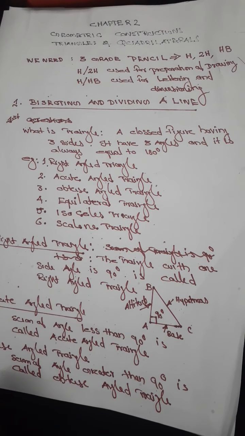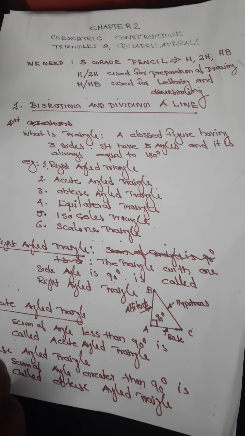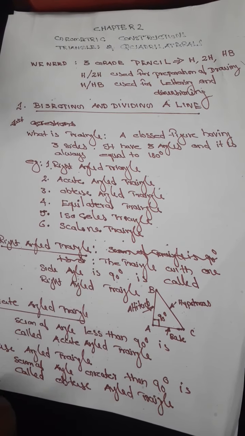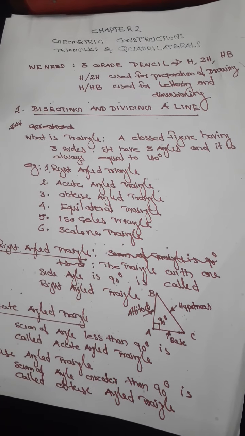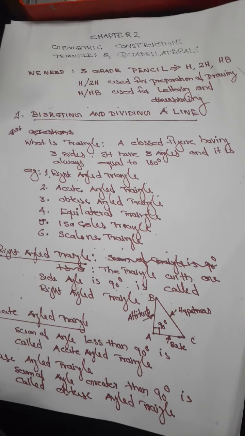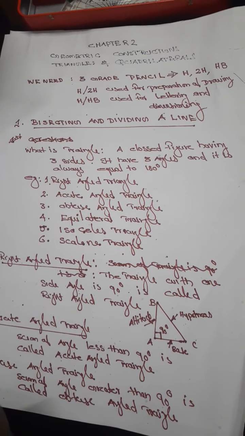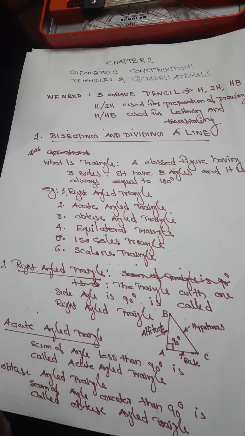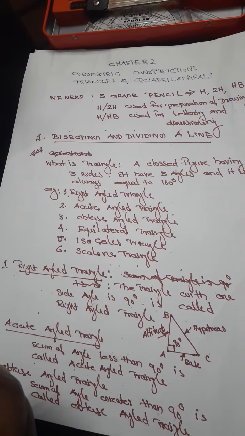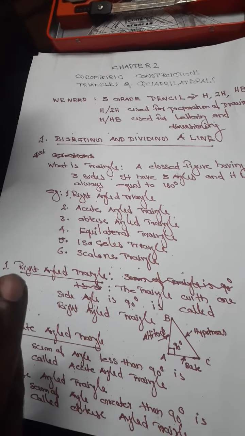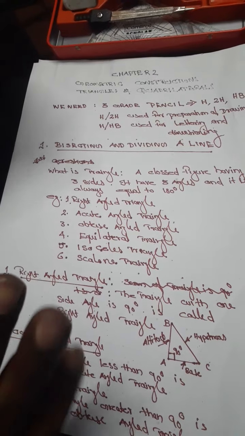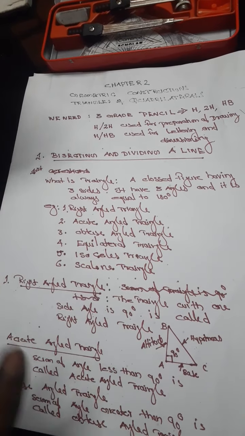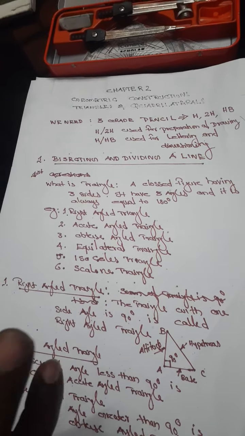Next one, isosceles triangle. We know that a triangle is a closed figure having 3 sides. If any 2 of the 3 sides and 2 angles are equal, such a type of triangle is called an isosceles triangle. Next one, last one, scalene triangle. What do you mean by a scalene triangle? In a scalene triangle, all 3 sides and 3 angles are different, with different values of angles and different lengths of sides. Such a type of triangle is called a scalene triangle.